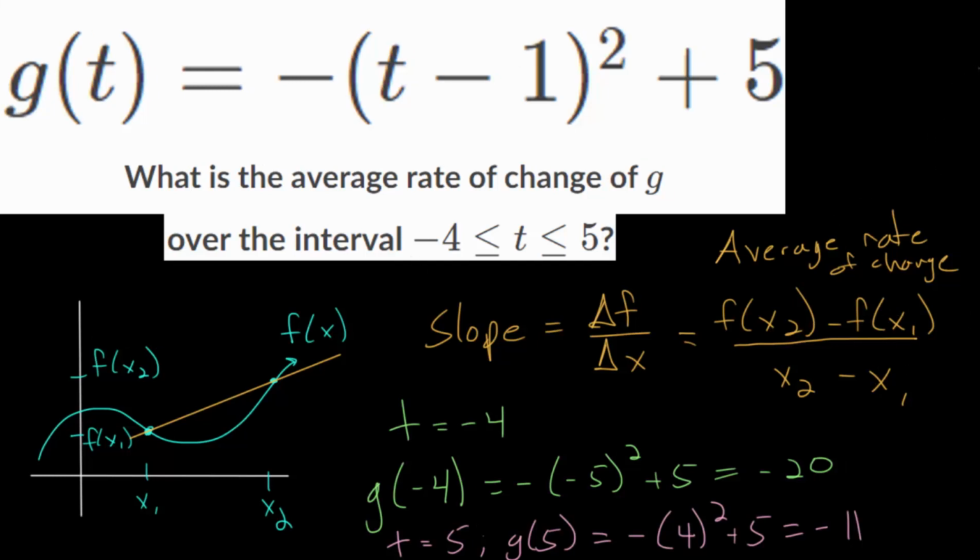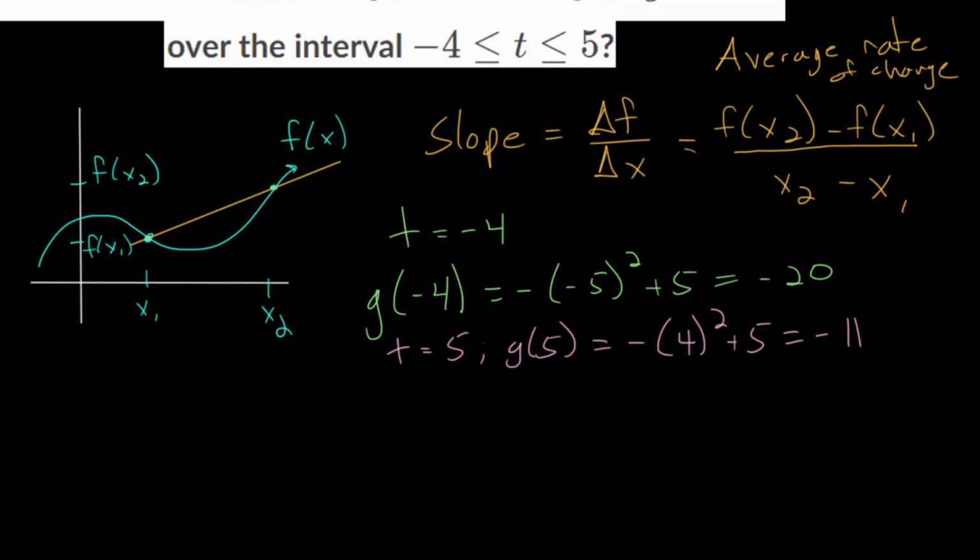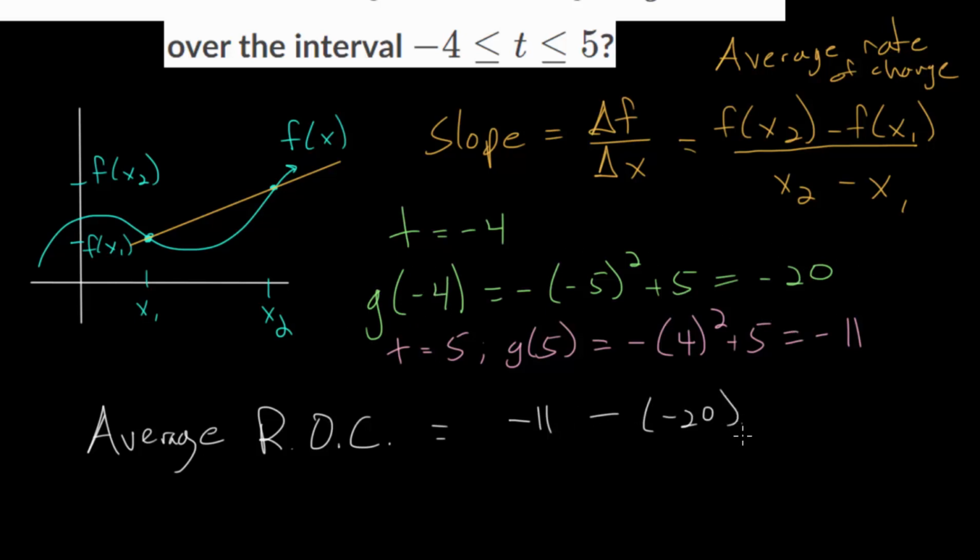So let's now make some room down here, and we can plug in our values to this formula. We have the average rate of change. I'll write that as ROC. This will be equal to the slope of the secant line over these different t-values, but we're just using this formula at this point. We have f of t2, which is the bigger t-value, and of course we're using the function g, not f here. So g of t2, g of 5, we know that is negative 11, and then we subtract g of t1, or g of negative 4, which is negative 20, and we are subtracting a negative.